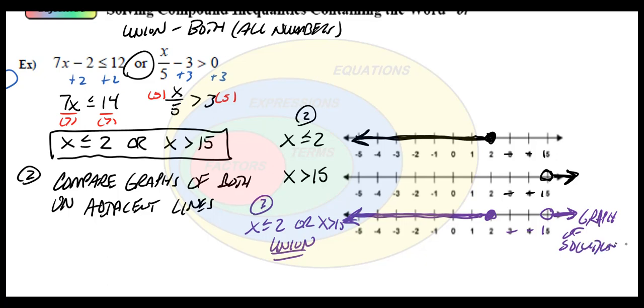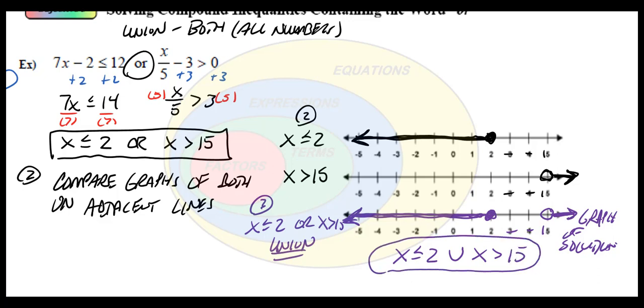The inequality would actually be an inequality for the left side, which is x less than or equal to 2, and then union x greater than 15. So this is how we would write the inequality with those two parts. The interval notation would be basically each part again. So x less than or equal to 2 would be negative infinity to 2 with a bracket on 2. And then the other inequality would be 15 to infinity with a parenthesis. And then again, we just put a union between these, and that would be the interval notation for both.